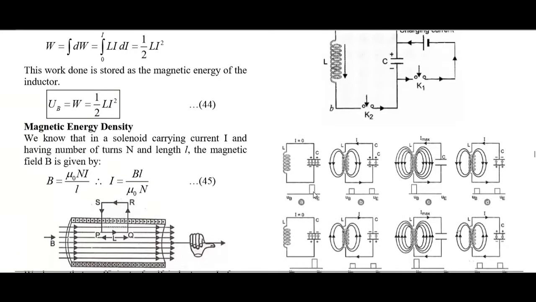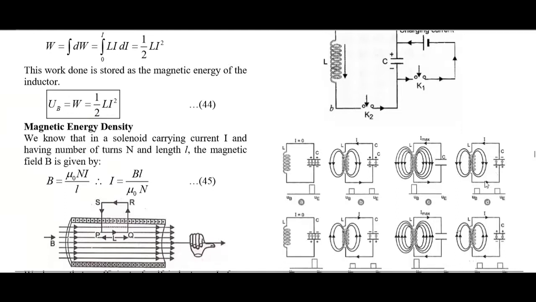Initially the whole of the energy is electrostatic, that is, in the capacitor. Current starts flowing. Here half of the energy is electrical and half is magnetic. And after some time the whole of the energy is magnetic and the electrostatic energy is zero. And now this flux starts collapsing.